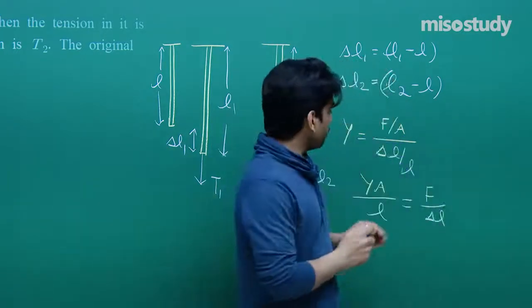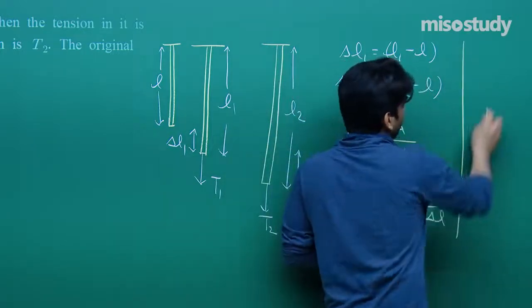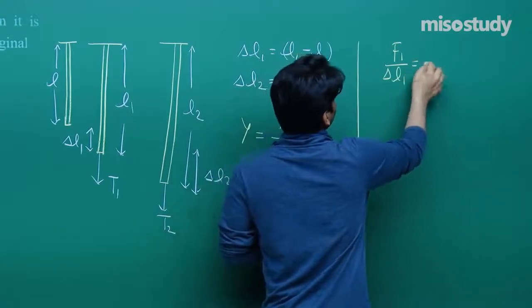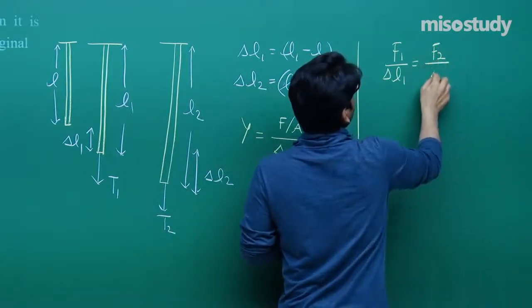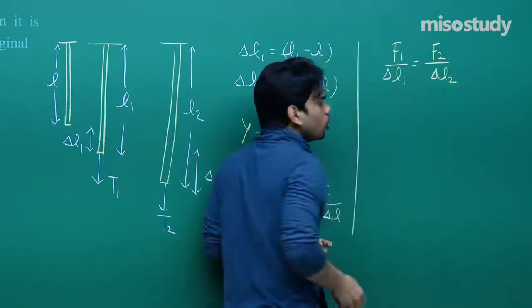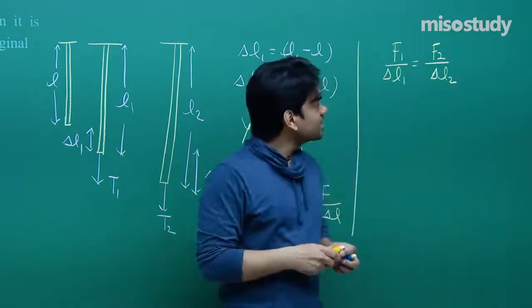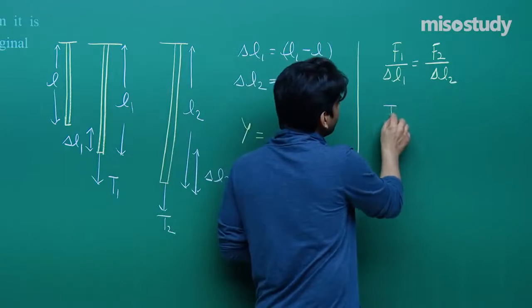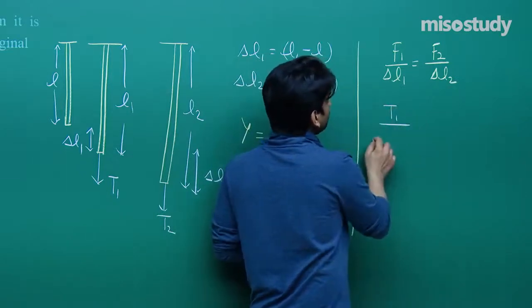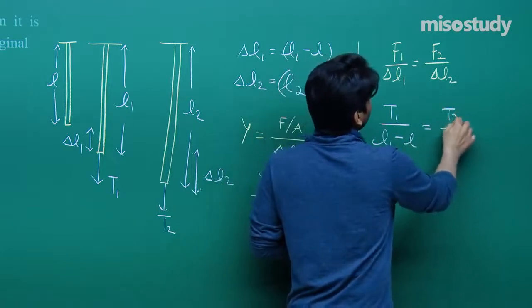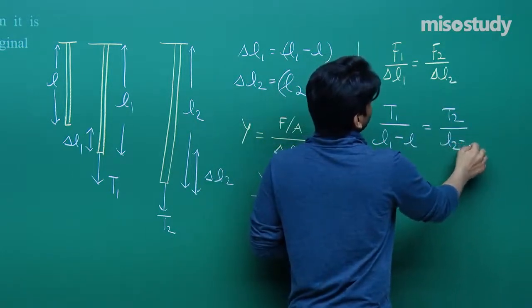So what we can do, we can write F1 divided by delta L1 is equal to F2 divided by delta L2, for both the loads hanging from both the wires. Let's substitute. F1 was T1, delta L1 was L1 minus L. Here we have T2 and delta L2 is L2 minus L.